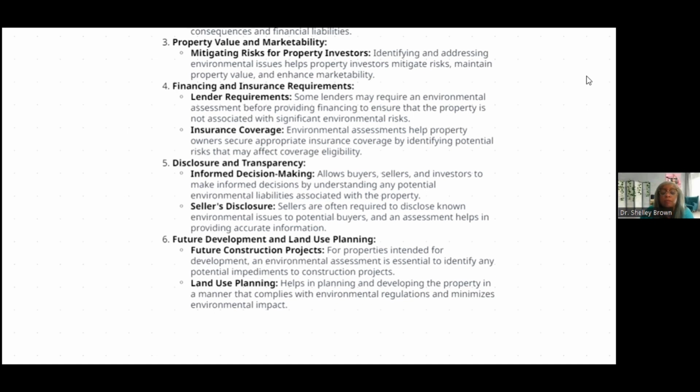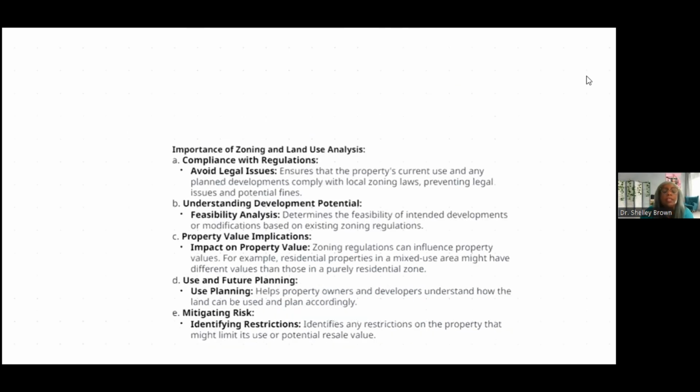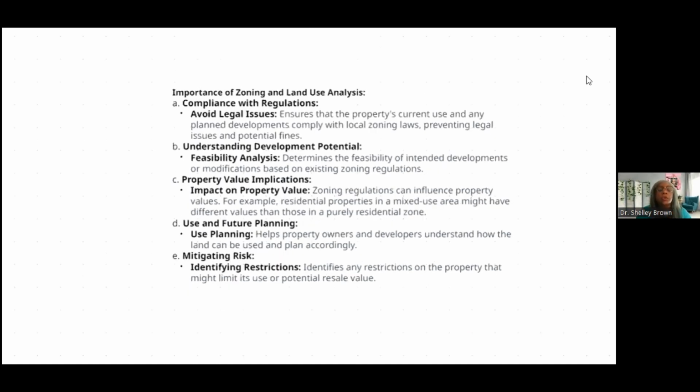It helps in planning and developing the property in a manner that complies with environmental regulations and minimizes environmental impact. So you want to make sure that you are taking care of the environment and being responsible. And then step number 3, the importance of zoning and land use analysis. So you want to make sure that you are in compliance with regulations and avoid legal issues.